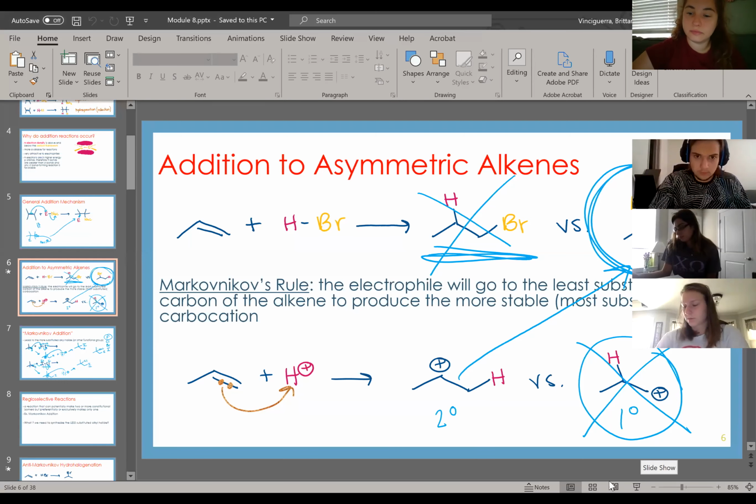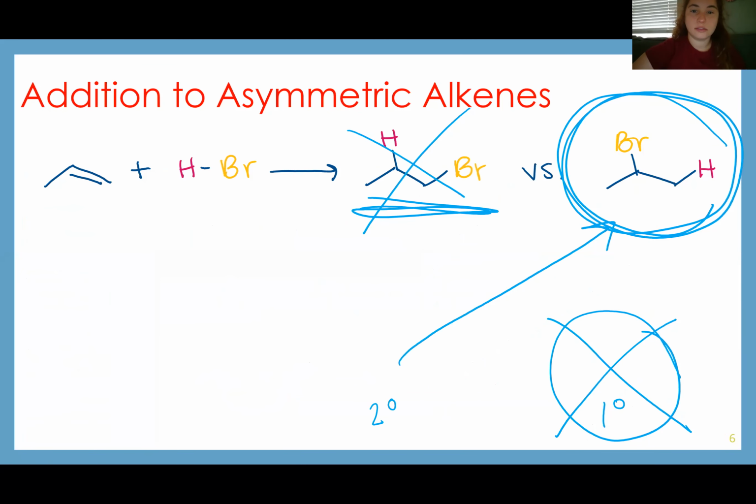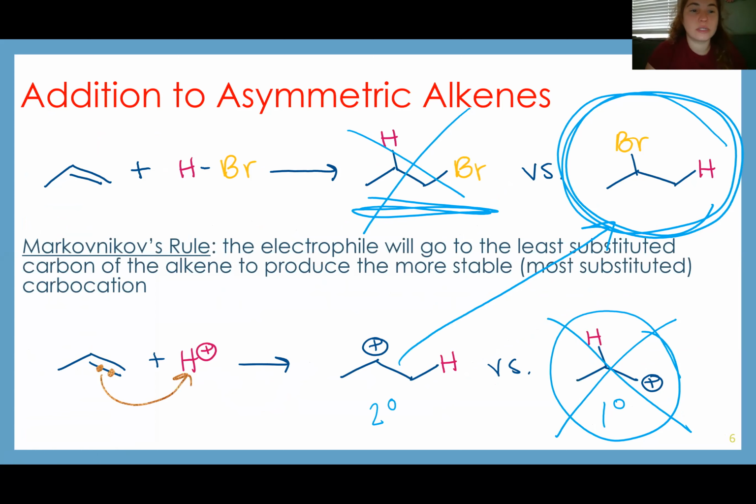Okay. So last time when we left off, we had started working on addition to alkenes. And the last big idea that we covered was that when you are doing an addition to an asymmetric alkene, there's this rule called Markovnikov's rule, which tells us that the electrophile is going to go to the least substituted carbon of the alkene, and you end up with the more substituted product.